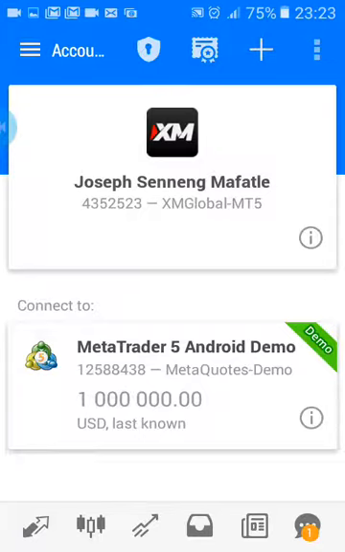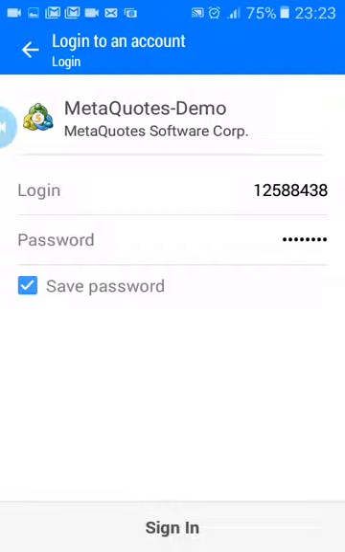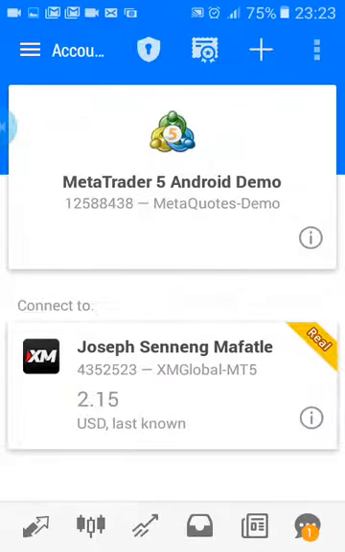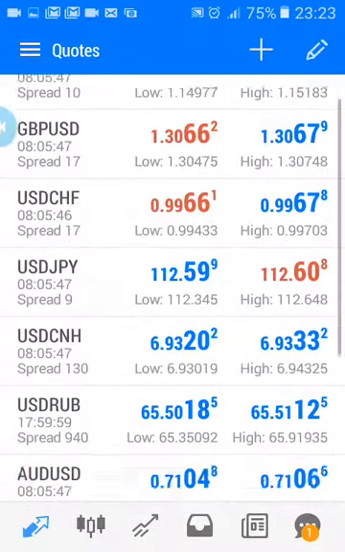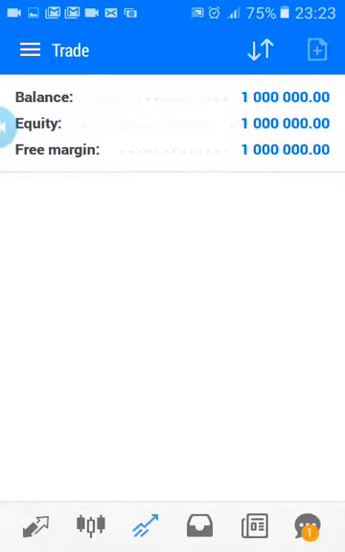So the second step will be that your Meta Trader will automatically download a demo account for you. This demo account belongs to the Meta Trader company, 5 Android. It belongs to the Meta Trader company. They will give you a demo of about $1 million. Okay, this is the demo of $1 million. These are my account digits, and I'm signing in. Let me see. Now I'm in. This is my demo account. Okay, this is my demo account, and it has $1 million in it.